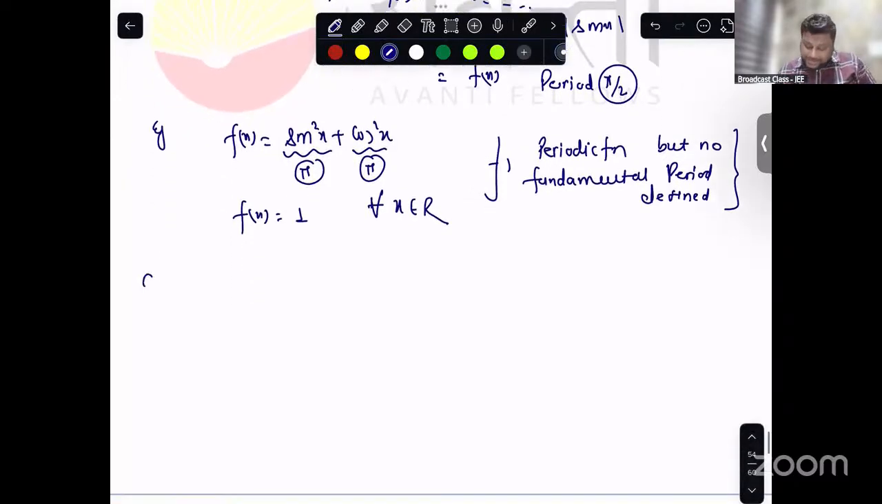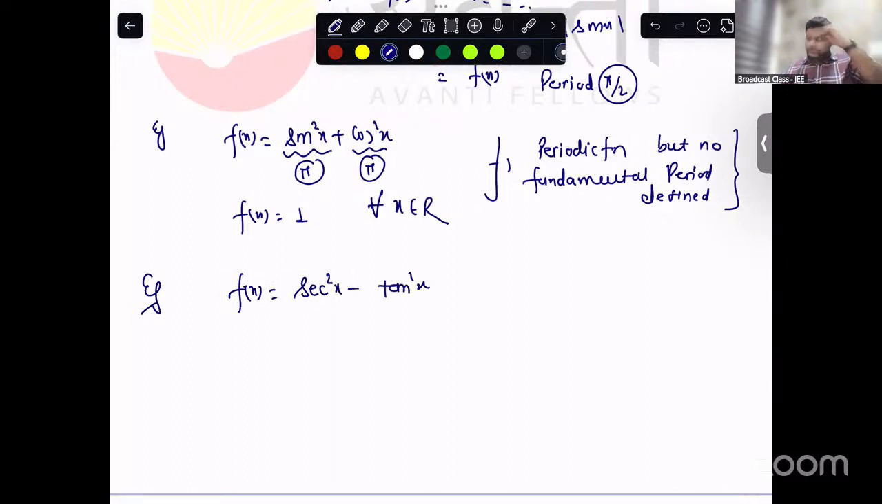Now, if I also see an example, f(x) equals sec square x minus tan square x. Now, can you tell me the period? The value of this is also 1. But if I see its domain, it is R minus (2n plus 1) pi by 2. That means for every x not equal to an odd multiple of pi by 2, this value is 1. Otherwise, this function is not defined.